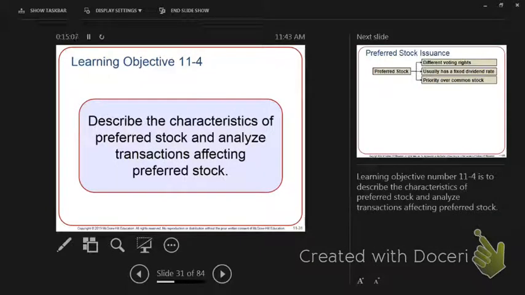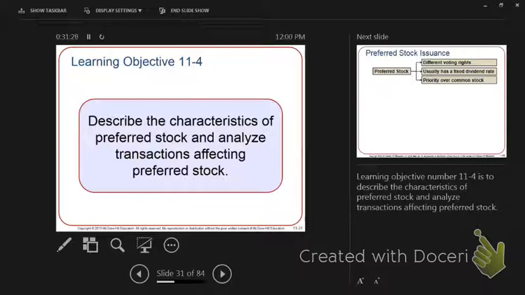Okay, so now we have preferred stock. Let's do some journal entries. So let's talk about preferred stock now. Preferred stock is different than common stock. Not every company has preferred stock.